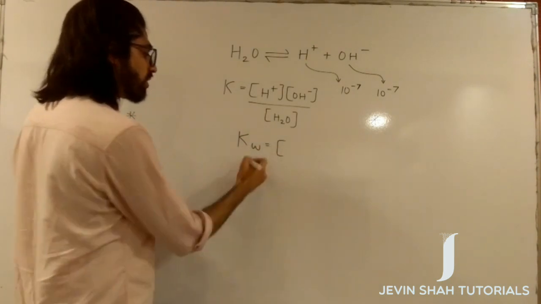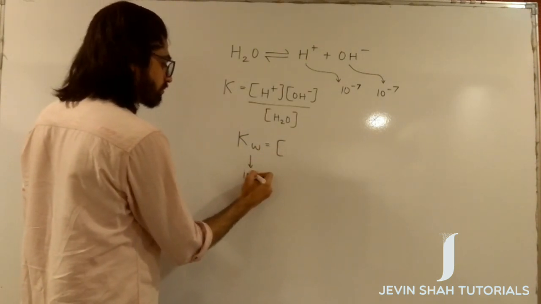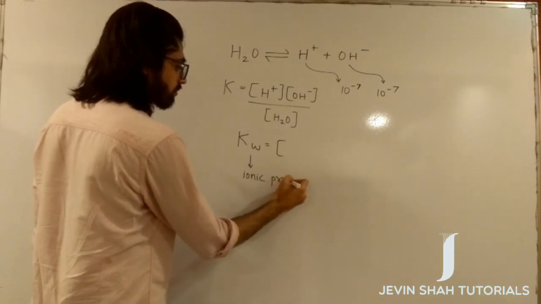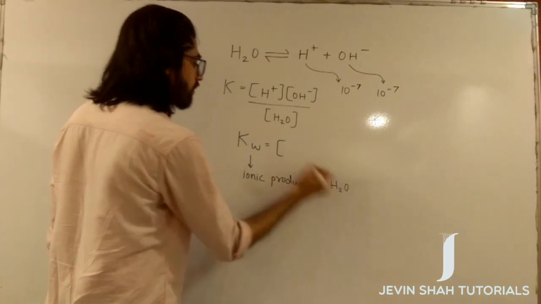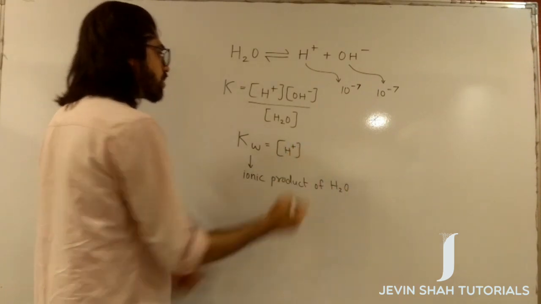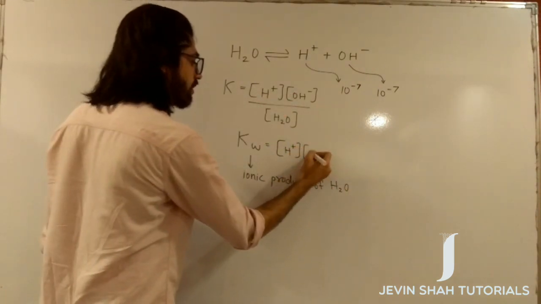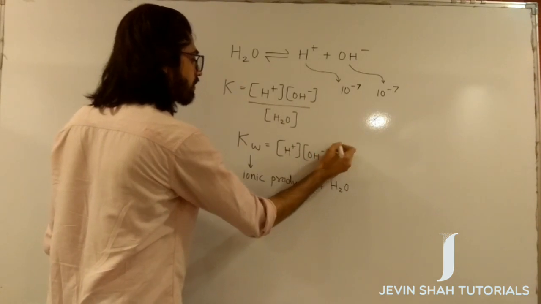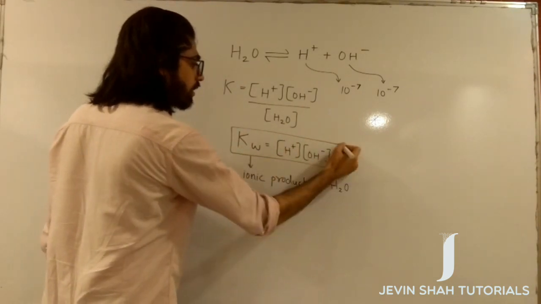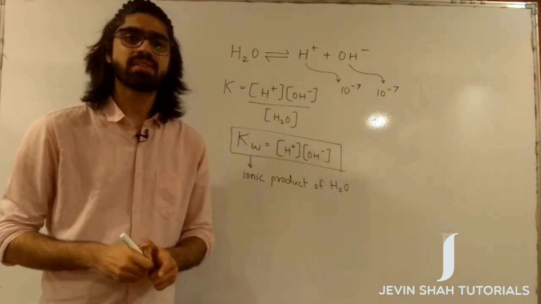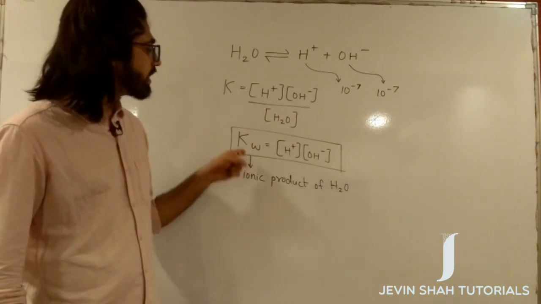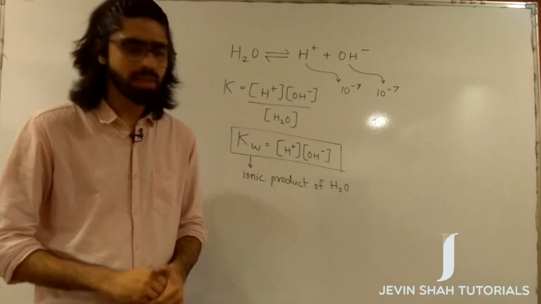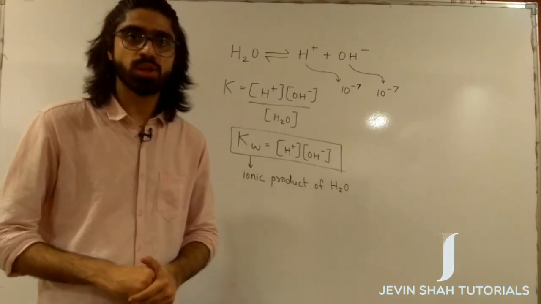And that Kw is what we say is ionic product of water. Which is actually equal to H plus into OH minus, since you are left with H plus and OH minus here. Now you may be wondering that this is exactly the thing that we had done for an acid, but when we did that for an acid, we called that K the dissociation constant of the acid, and here we are calling it ionic product of water.